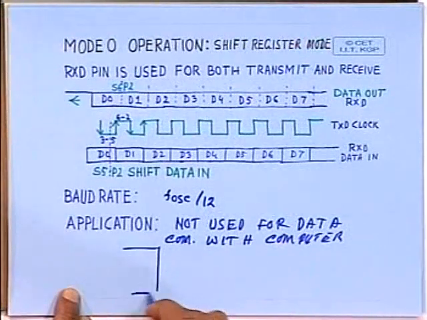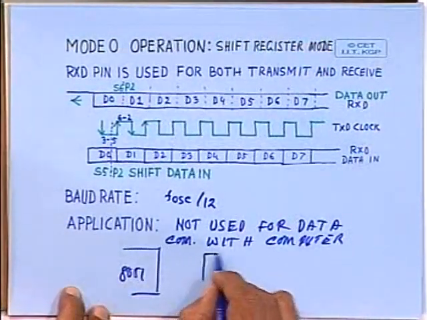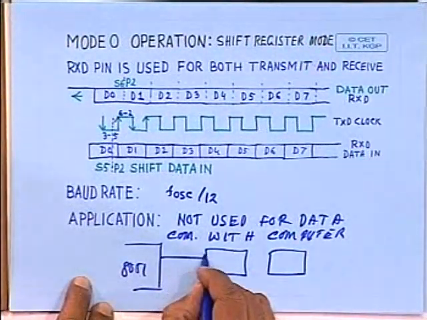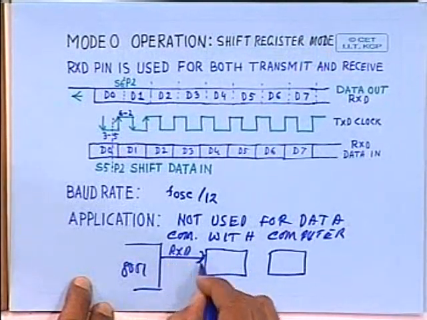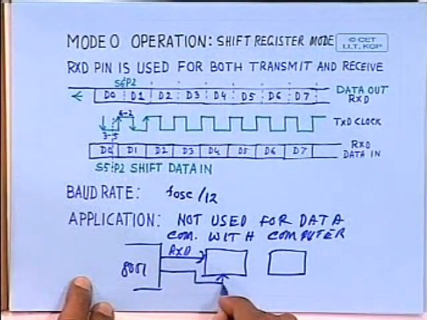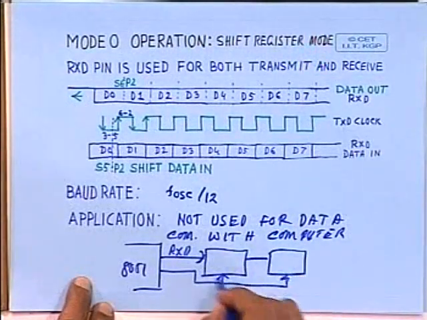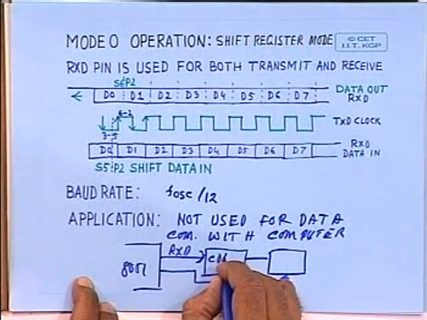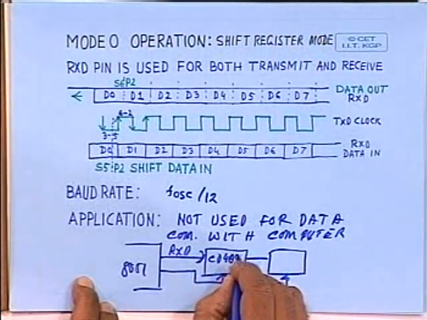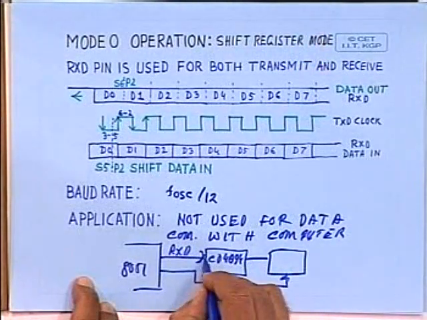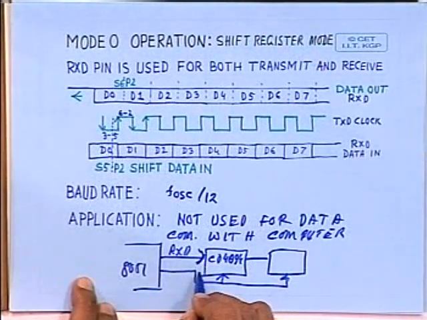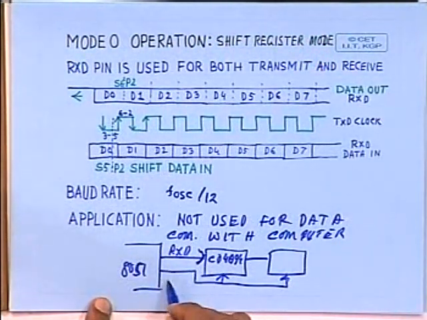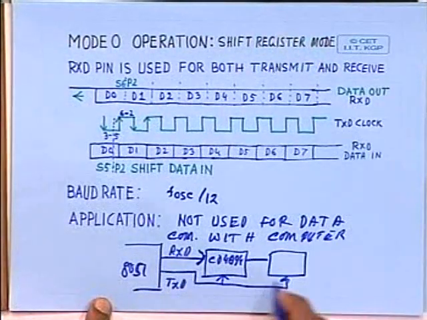For example, here is your 8051. So you can use some shift register externally, where the RxD pin is connected and the TXD pin is used to shift data. So in this way you can store some data, for example, it could be a device like the CD4094, where you can store large bits of data, which can be serially shifted from the 8051 using this RxD, and also that TXD pin is used as the shift signal.